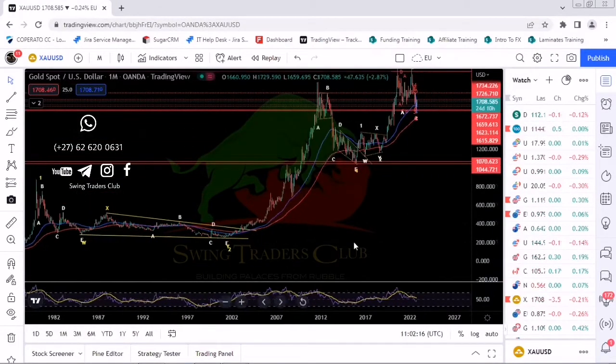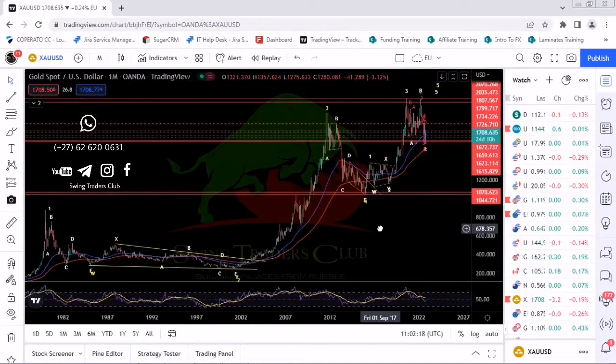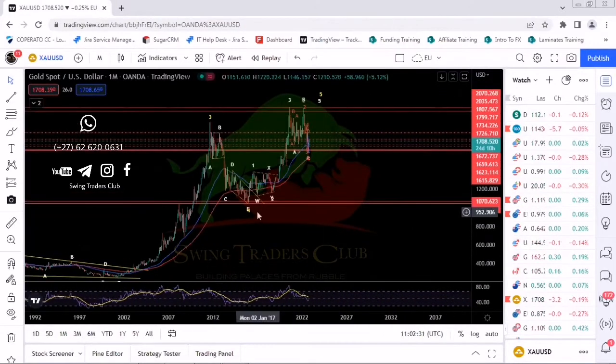Let me just try to make everything fit. So we saw this movement, and then wave one tended to give us our WXY for wave two, and then wave three, ABC for wave four. And then we saw the market move out for wave one, wave two, and then we've got our wave three. So now we are doing our wave four. So we want this part now.